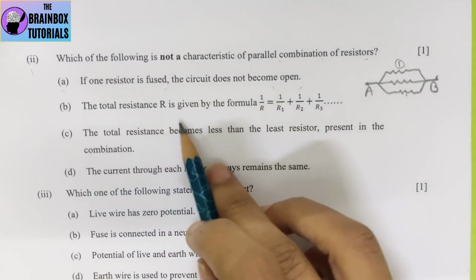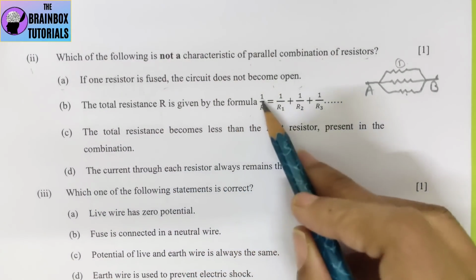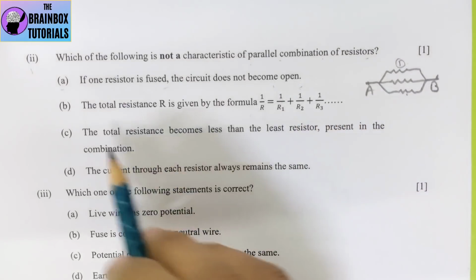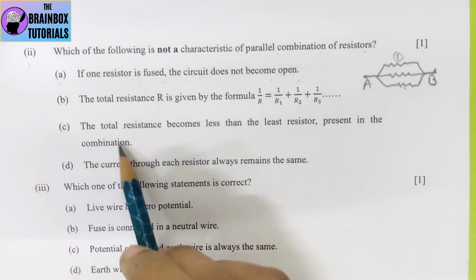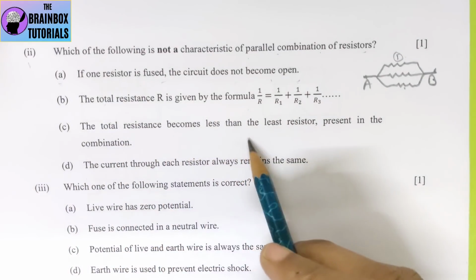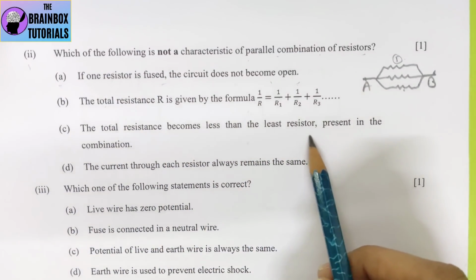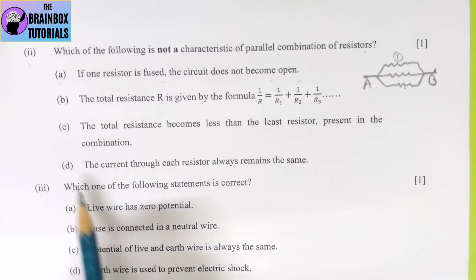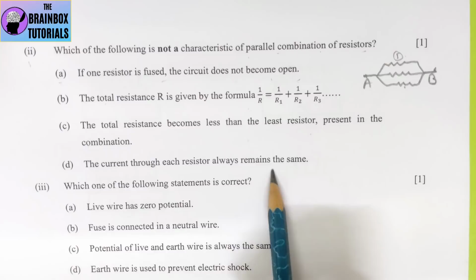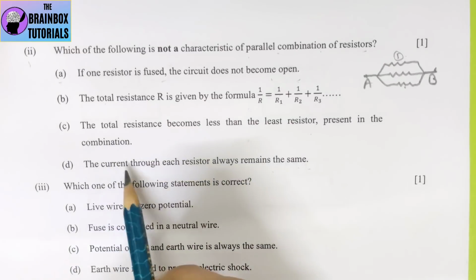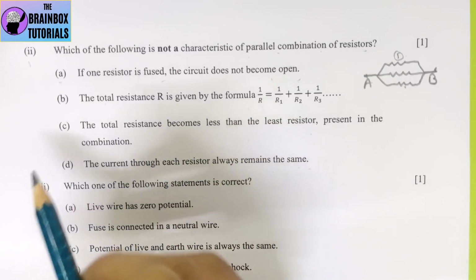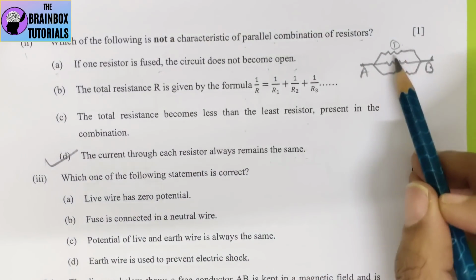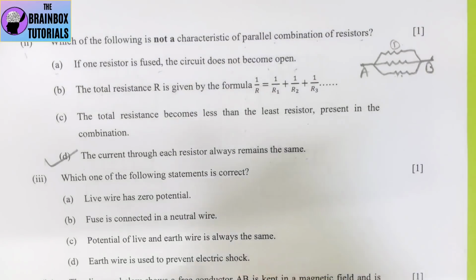Number B, the total resistance R is given by the formula 1 by R is equal to 1 by R1 plus 1 by R2 plus 1 by R3 and so on. That is also correct. Number C, the total resistance becomes less than the least resistor present in the combination, which is also true. And number D, the current through each resistor always remains the same. This is not a characteristic. Current will not be same, current will be different according to the resistance in each resistor.